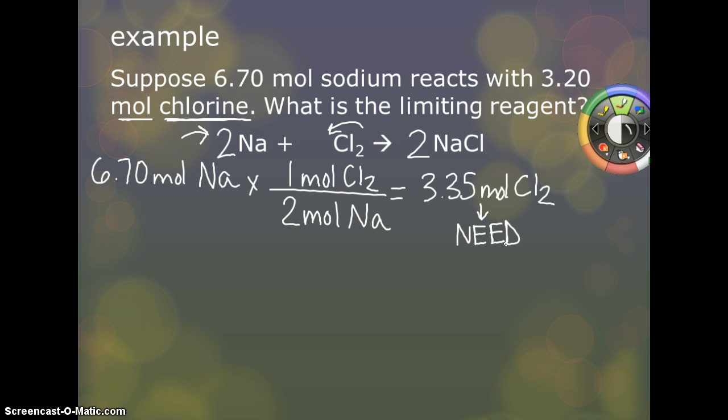Okay, so you need 3.35 moles. Well, how much chlorine did they give you? They gave you 3.20 moles. So think of this in terms of purchasing an item. The item costs $3.35. You only have $3.20. Do you have enough? No. And if the answer is no, then that substance is your limiting reagent.